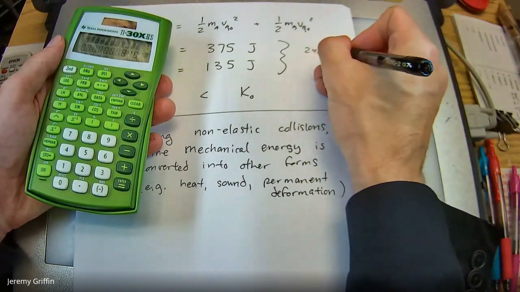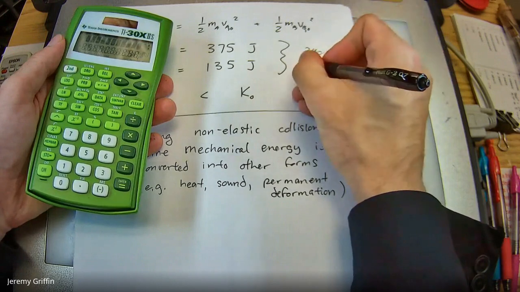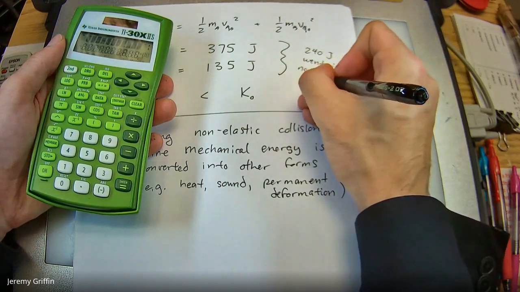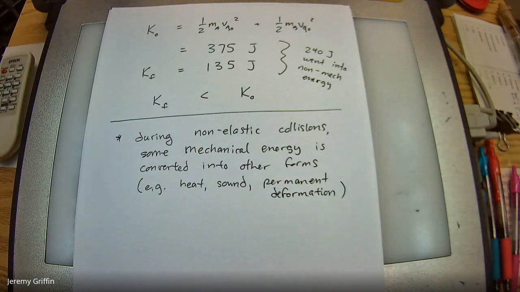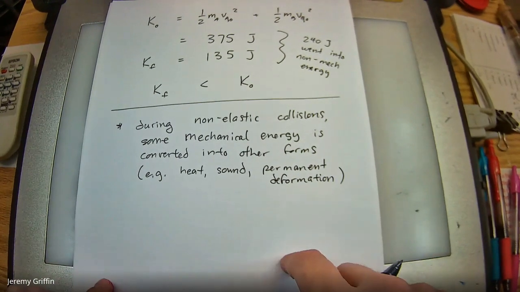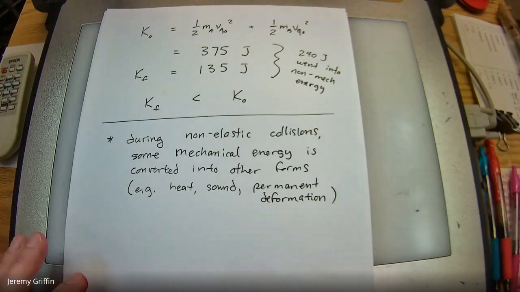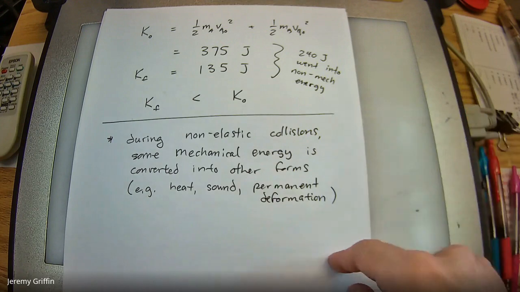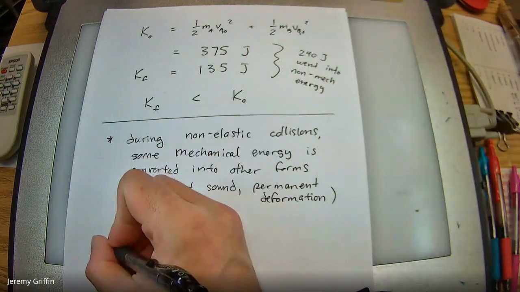240 joules went into, I'll say, non-mechanical forms of energy, which might be deformation, might be heat. You measure the temperatures, things like that. So this is why energy conservation is not good for solving collision problems. If you ever want to solve a collision problem, always do conservation of momentum, okay? And then go back and you can figure out a change in kinetic energy, something like that.